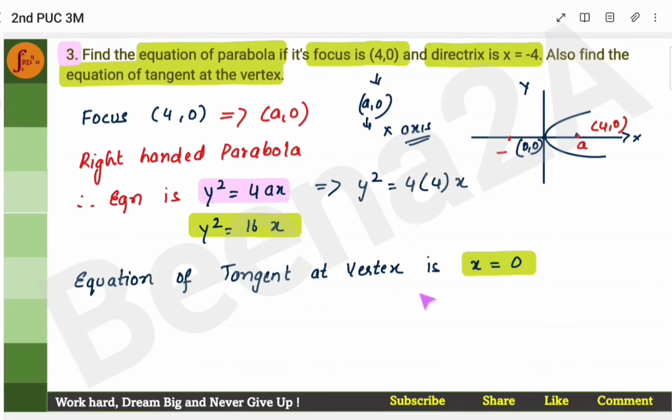Now, the equation of the tangent. The tangent is the perpendicular line at the vertex, right? This is the vertex. What is the tangent? The perpendicular line to it is this one, the y-axis. Now, what does this mean? Y values are there in this entire line. What is the x value? X is 0, right? Anywhere on this line, x is 0 only. So, therefore, the equation of the tangent is x is equal to 0.